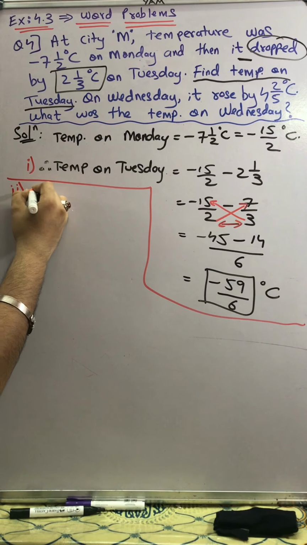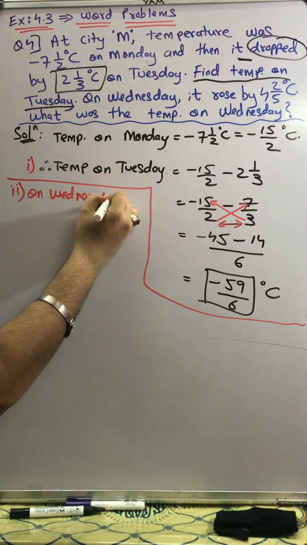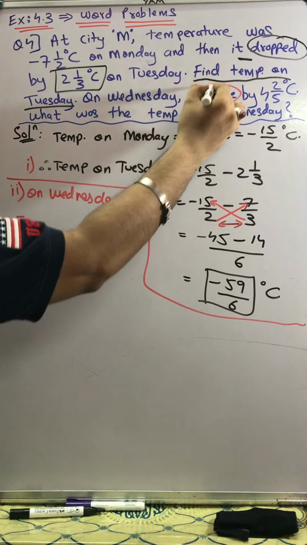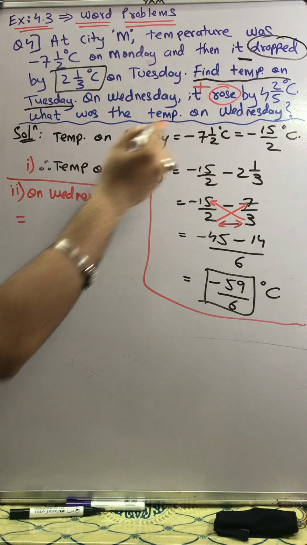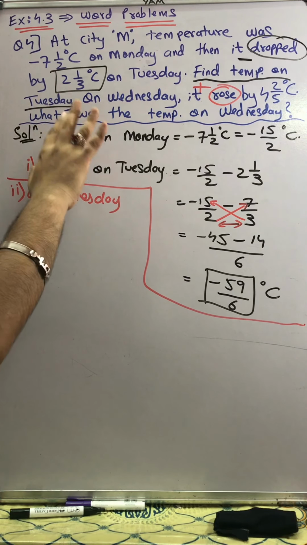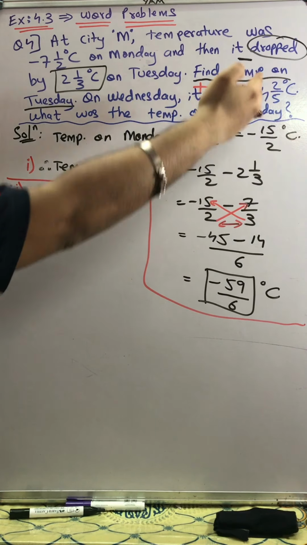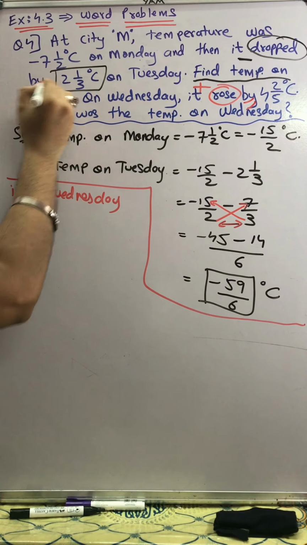On Wednesday, what happened on Wednesday? It rose by. Here rose means plus. It increases by, rose by. So on Wednesday, temperature did not become 4.2 upon 5. Temperature rose by 4.2 upon 5. This "by" is important. The same "by" was given here.